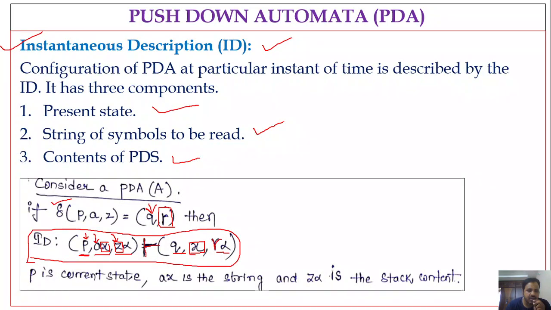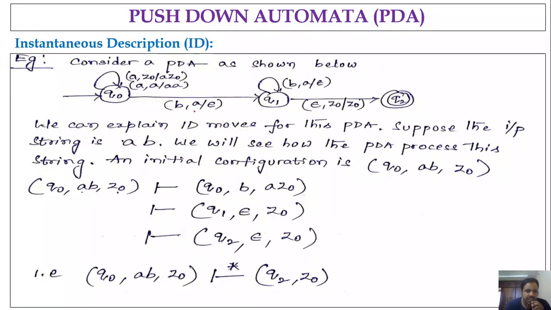So now if we consider the stack content, it is gamma alpha. So that is how we will write this instantaneous description. We considered one pushdown automata here, and we tried to represent it in an ID format, instantaneous description. Here, if you observe, there is a change with respect to finite automata and pushdown automata.